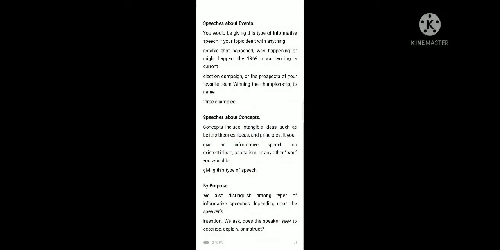Speeches about event. You would be given this type of informative speech if your topic dealt with anything notable that happened, was happening, or might happen. The 1969 moon landing, a current election campaign, or the prospect of your favorite team winning the championship, to name three examples.